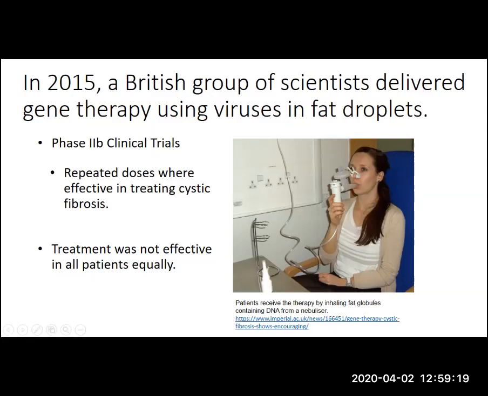And they've actually got to phase 2B clinical trials showing that repeated doses were very effective in treating cystic fibrosis. And it seemed to be better than just using the viral particles alone. With many of these techniques, what we see is that not all patients are going to respond similarly or equally to the treatment. And so there's still a lot that we need to learn about these concepts related to gene therapy.